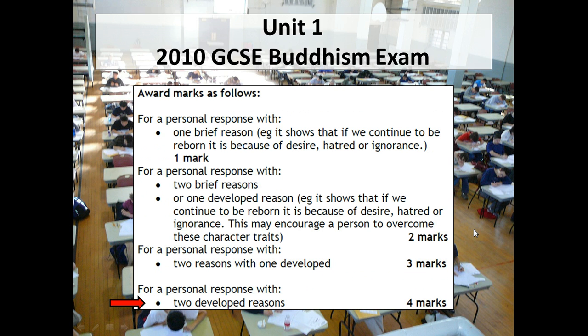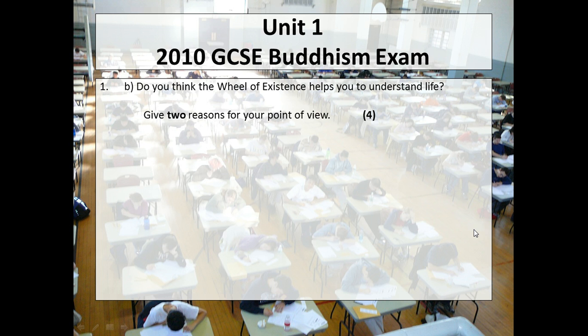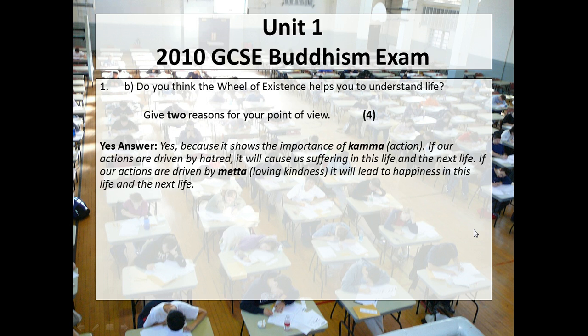What you need to do to get full marks is write 2 developed reasons for your points of view. And that looks something like this. So do you think the wheel of existence helps you to understand life? Here's a yes answer. Yes, because it shows the importance of karma, which means action. If our actions are driven by hatred, it will cause us suffering in this life and the next. If our actions are driven by metta, loving kindness, it will lead to happiness in this life and the next.